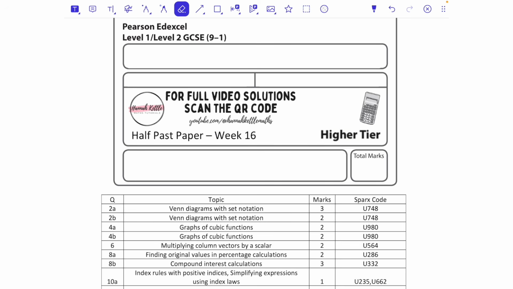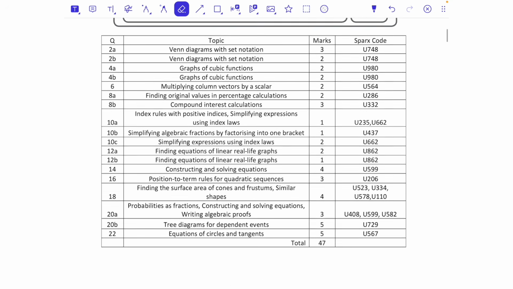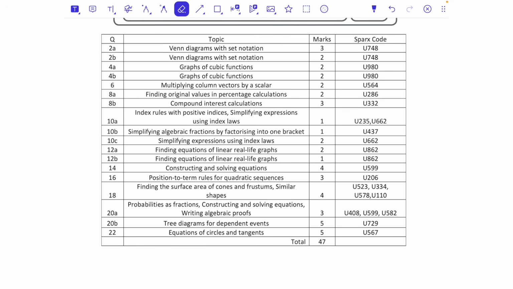This is half past paper week 16 and it is a big one. So we had only 33 marks on last week's paper, which means that this week is 47, all the even numbers. Just happens to be a lot of big markers that fell on the even numbers this week. So strap in, it's going to be a slightly longer one, I think.